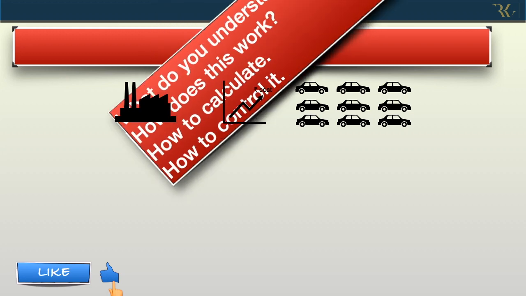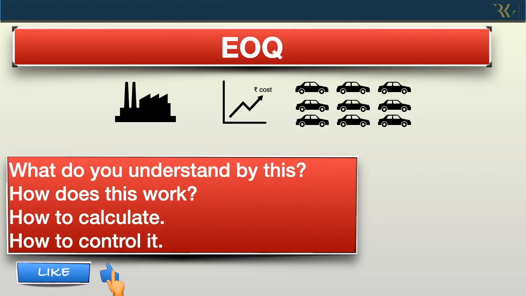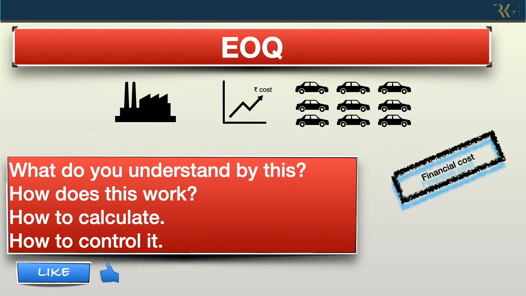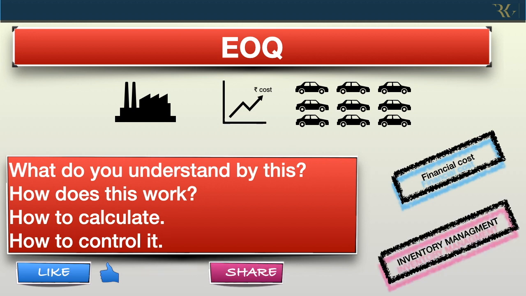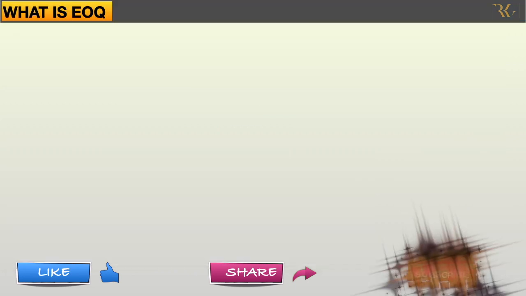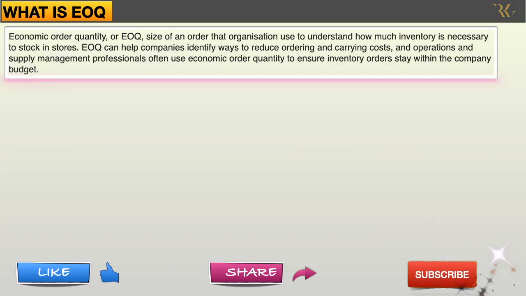What do you understand by this? How does this work? How to calculate it and how to control EOQ, because it impacts inventory and financial health of the company. So it is very important to know the EOQ, economic order quantity. Now let us know what is EOQ.